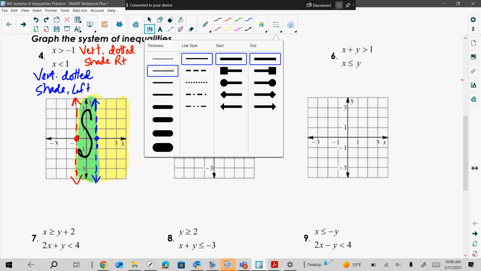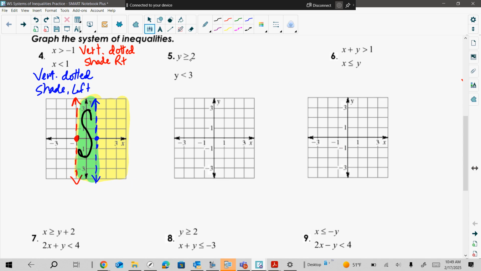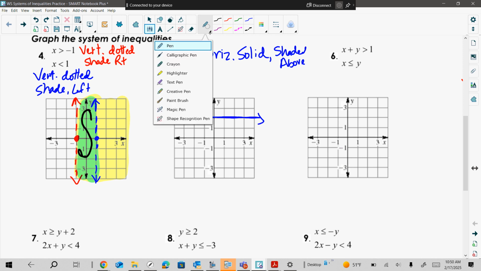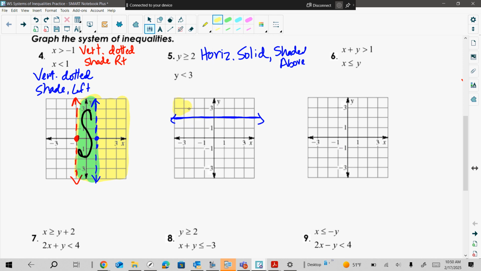So 5, because it's y greater than just a number, we don't have 2x, we just have 2. This is horizontal, solid, but greater than would be shade above. So solid, horizontal, at 2 on the y-axis, and we're shading above.